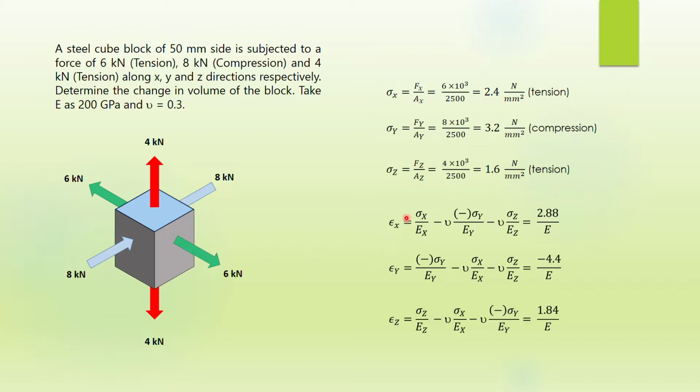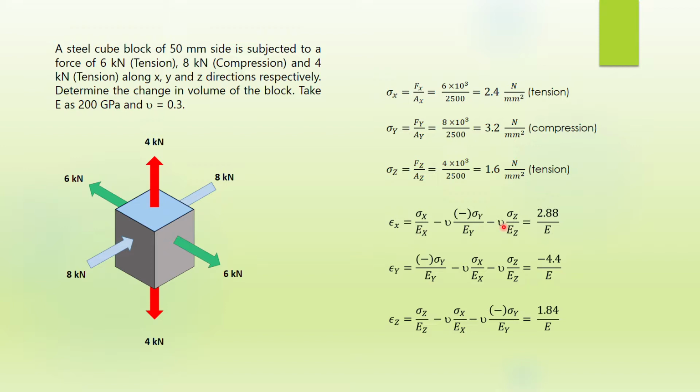Once you have got sigma x, sigma y, and sigma z, let us now consider epsilon x, the strain in the x direction. We derived this formula earlier, but since sigma y is compressive here, in the formula you just have to put a negative sign beside the sigma y. This is one of the methods. Negative times negative is positive. So you would have sigma x over Ex plus Poisson's ratio times sigma y over Ey, then minus Poisson's ratio times sigma z over Ez.